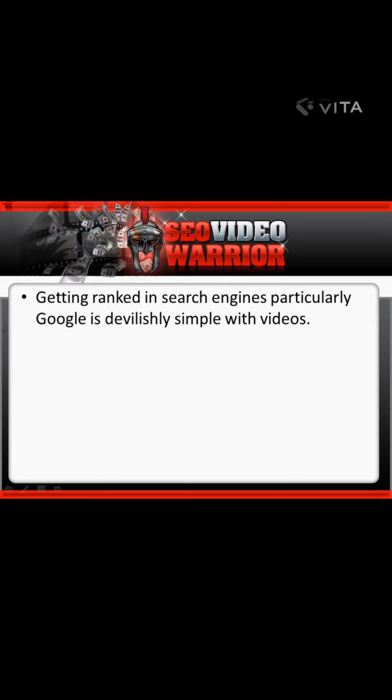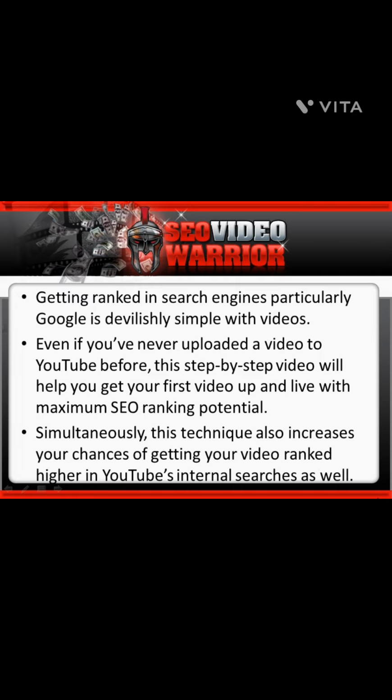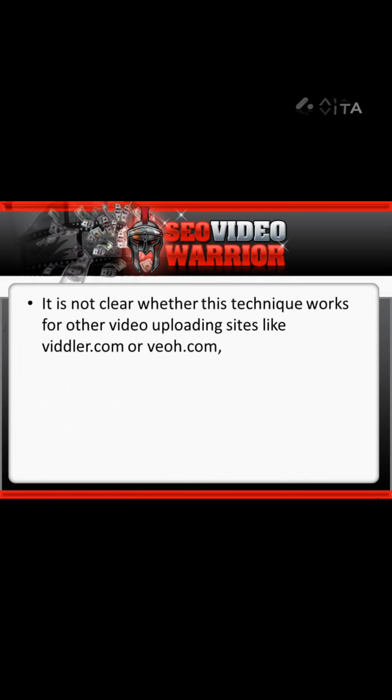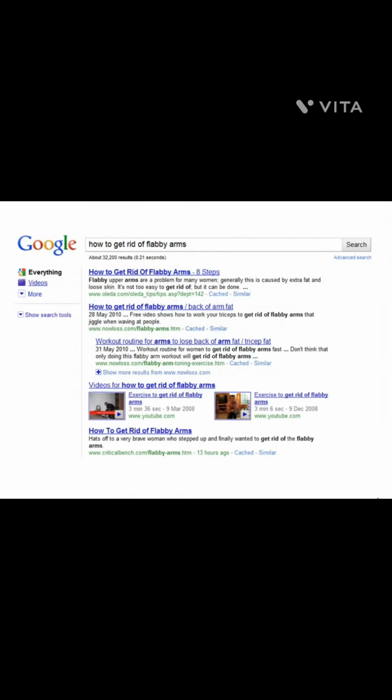Getting ranked in search engines, particularly Google, is devilishly simple with videos. Even if you've never uploaded a video to YouTube before, this step-by-step video will help you get your first video up and live with maximum SEO ranking potential. Simultaneously, this technique also increases your chances of getting your video ranked higher in YouTube's internal searches as well. It is not clear whether this technique works for other video uploading sites like vidler.com or veo.com, but as long as the fields that you fill in are the same, chances are they will.